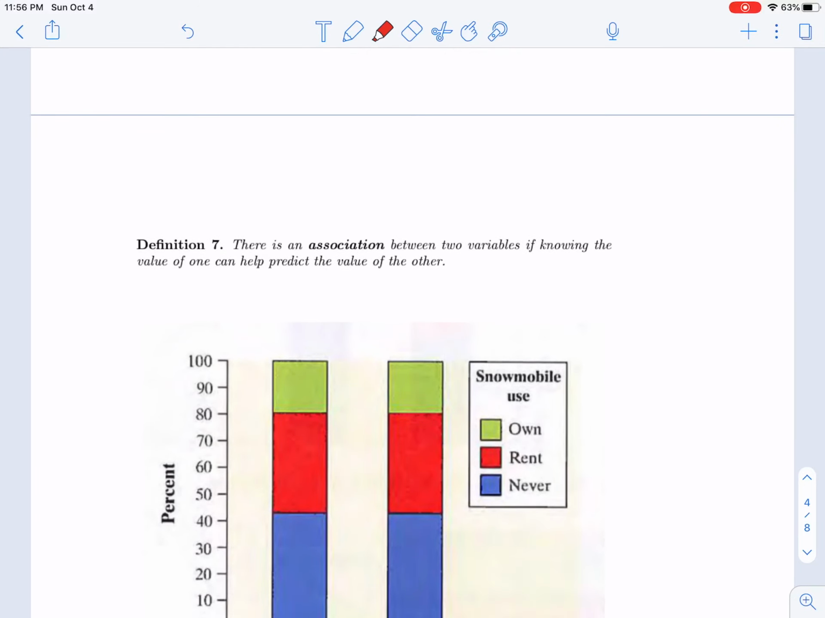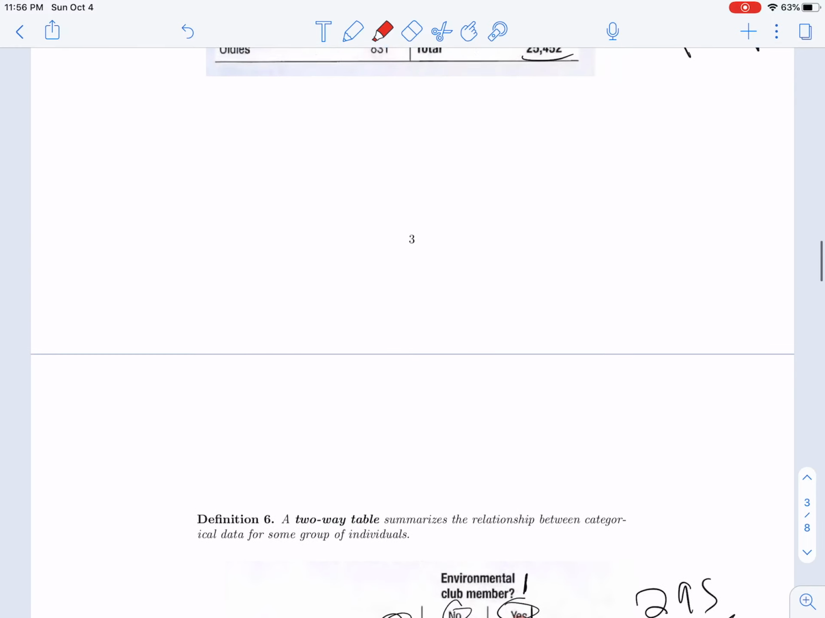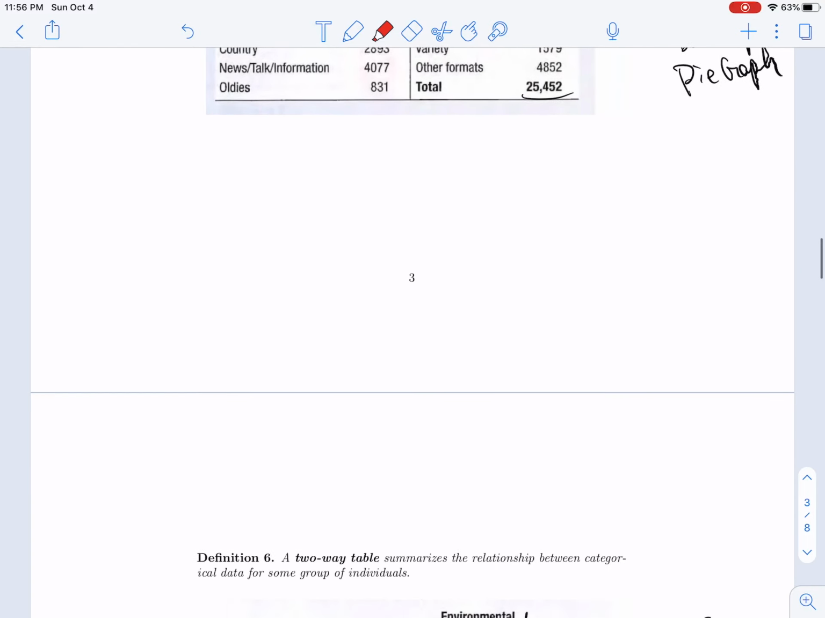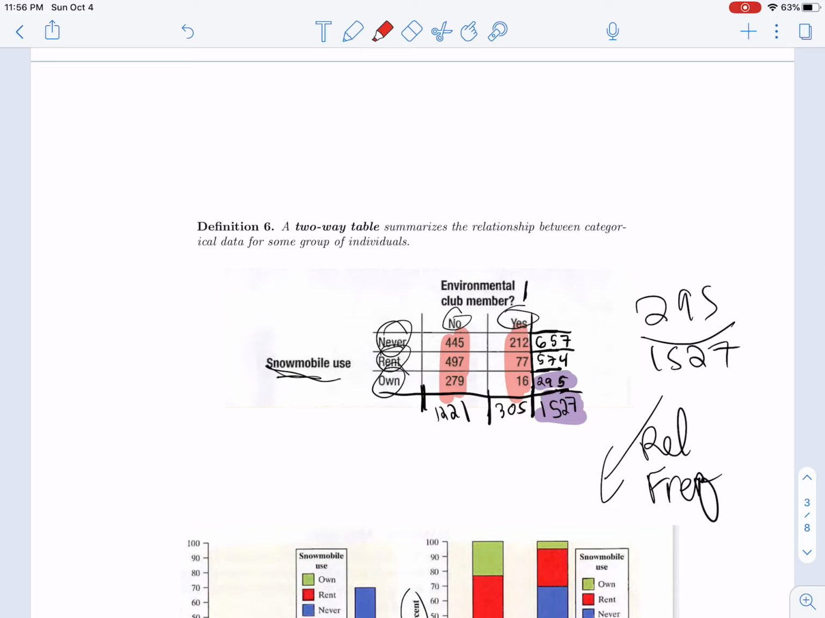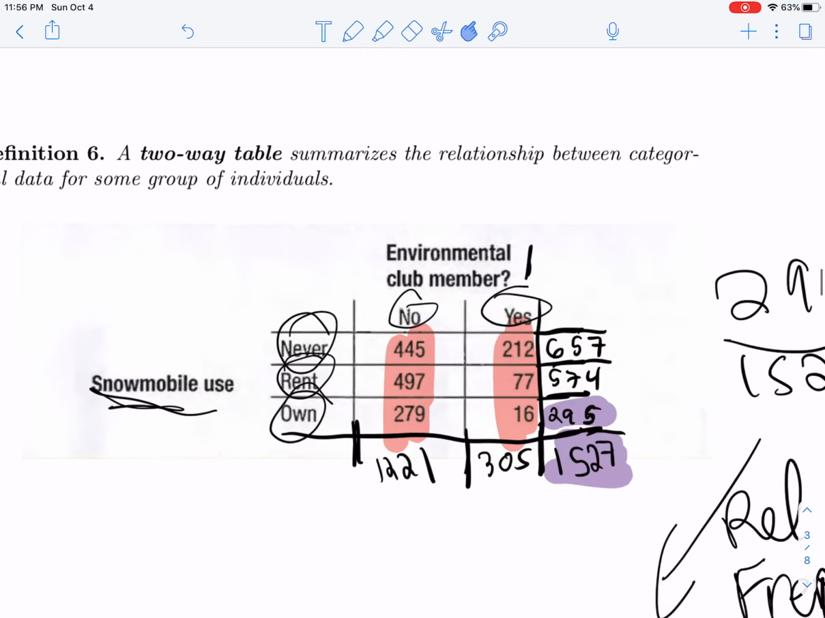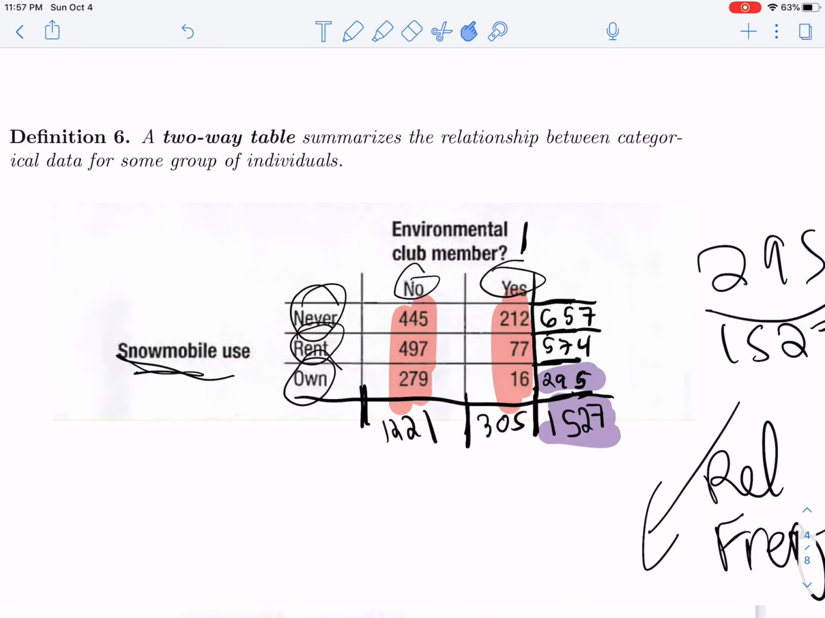All right. And then finally, there's an association between two variables if knowing the value of one can help predict the value of the other. This is in two-way charts. So for instance, having some issues with my Zoom here. For instance, if I knew that being a member of the environmental club meant you were more likely to own a snowmobile or something, that would say there's an association between being a member of the club and owning a snowmobile.